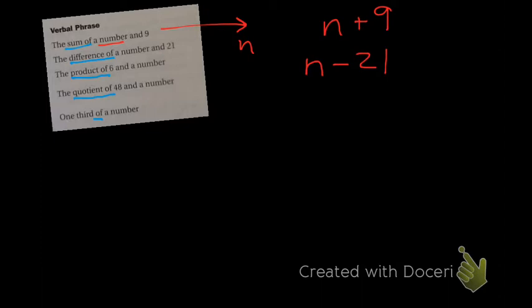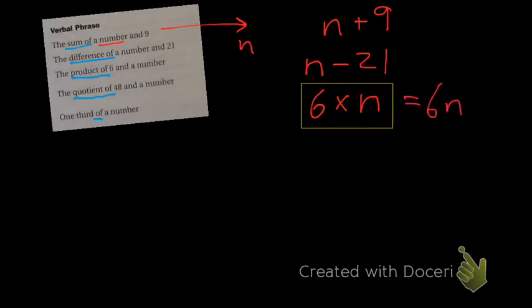The product of 6 and a number. 6, and what is product? It's a multiplication problem, so 6 and a number. Now, typically, this expression right here is the same as or equal to 6n. So typically, you'll see it like that. Put 2 of them there. That's how you'll see it more often than the left side there.